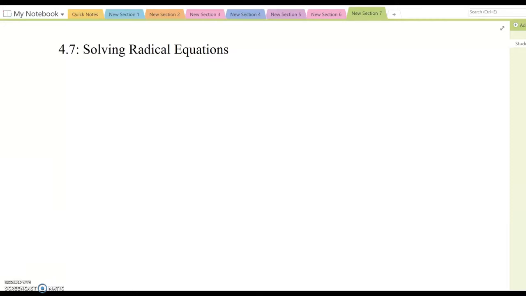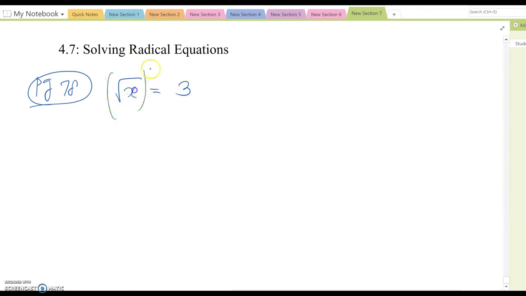So lesson 4.7, this time we will talk about solving the radical equations. So let's look at page 78. A few questions. Whenever we have root x equal to maybe 3, if you want to find out the x value, we usually square. Then x becomes 9.